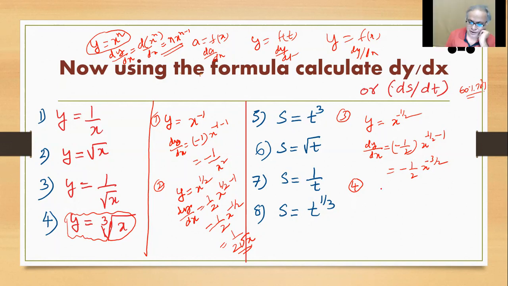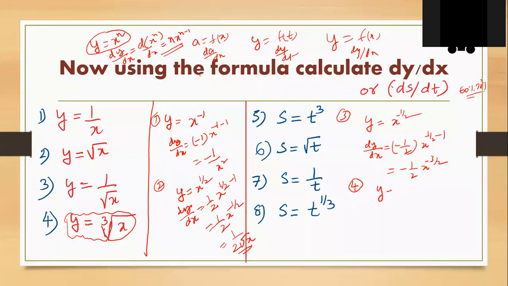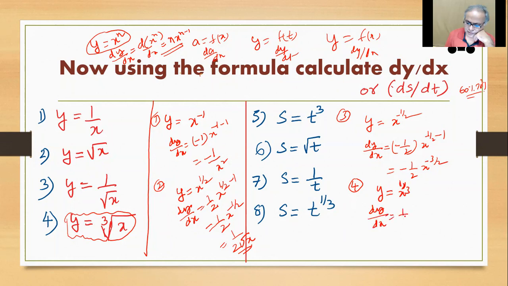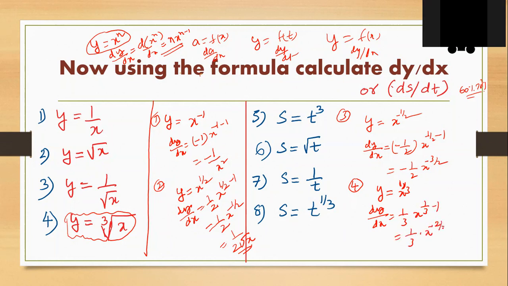Sai Ganesh, you tell. Y equal to x power 1 by 3. dy by dx is equal to 1 by 3 into x to the power 1 by 3 minus 1. So 1 by 3 into x to the power what? Minus 2 by 3. That's all. Yes, sir. So this is a simple application of the formula.